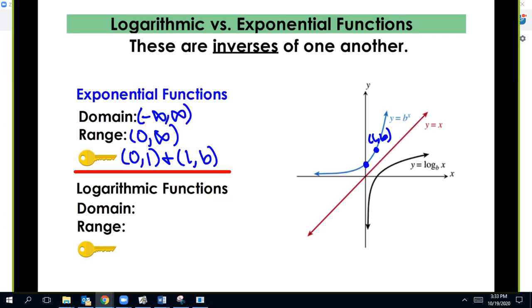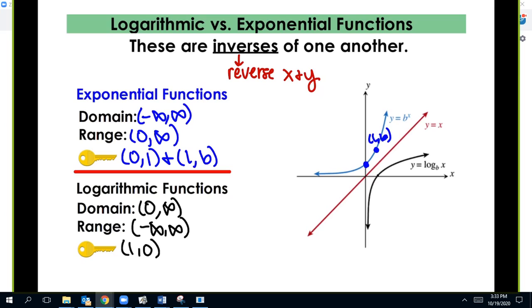(1, b). And then an inverse is when you reverse x and y, or switch x and y, reflected over the line y equals x is another way to think of it. And so for the inverse, we'll be looking at the log, where the domain becomes the range. The range is the domain, and then our key points also reverse coordinates. So we have an x-intercept (1, 0), and a base point of (b, 1). So (b, 1) would be like that.